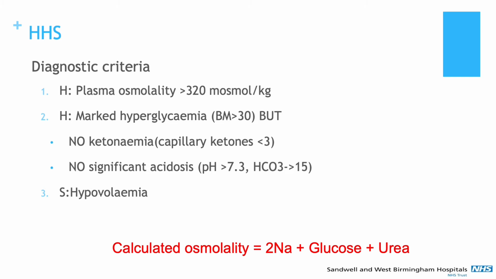So HHS stands for hyperosmotic hyperglycemic state. So hyperosmotic, we're looking for a plasma osmolality of more than 320. For hyperglycemia, this is usually really quite marked, so typically the BMs will be above 30, but also there needs to be no ketonemia, so a normal cap ketone, no significant acidosis, so the pH should be above 7.3 or bicarb above 15, and then S stands for state in HHS, but I also remember shock, so hypovolemia.